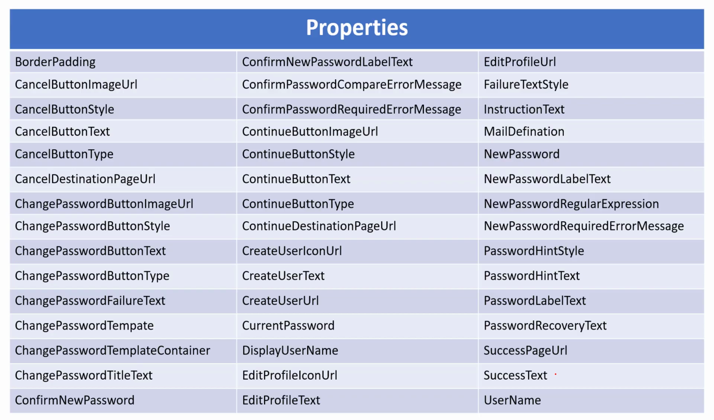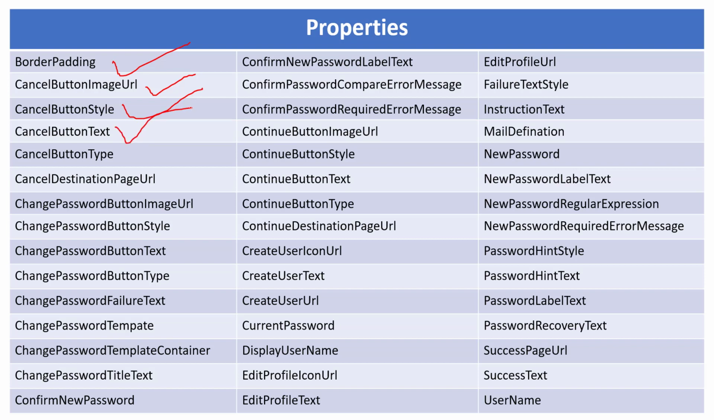Now we are going to discuss the properties available for the change password control. We'll start with the first, that is BorderPadding. It is used to retrieve or specify the amount of padding in pixels. Next is CancelButtonImageUrl. It is used to specify or retrieve the URL of an image to display with the cancel button. Next is CancelButtonStyle. It is used to retrieve a reference to the style property to define the look of the cancel button.